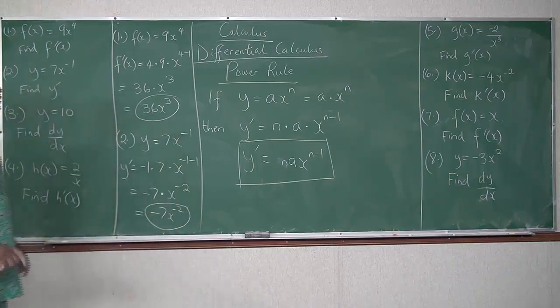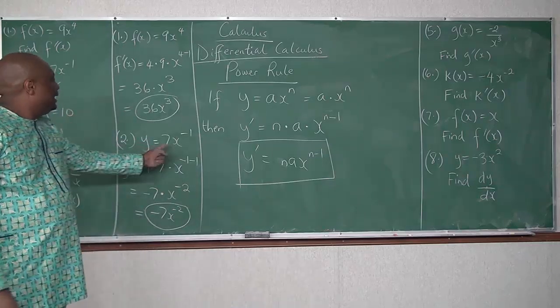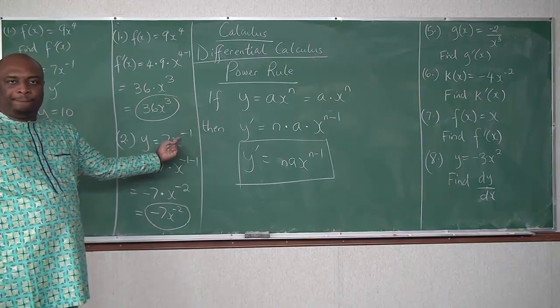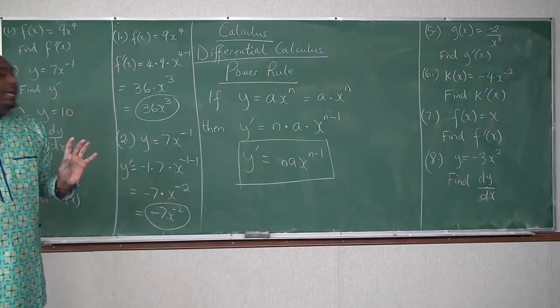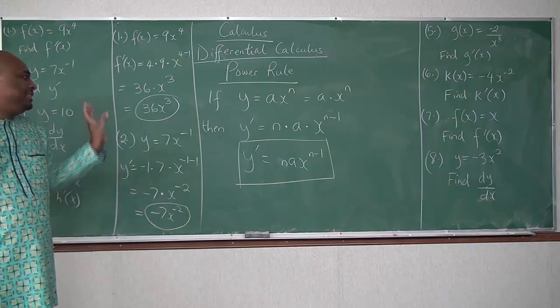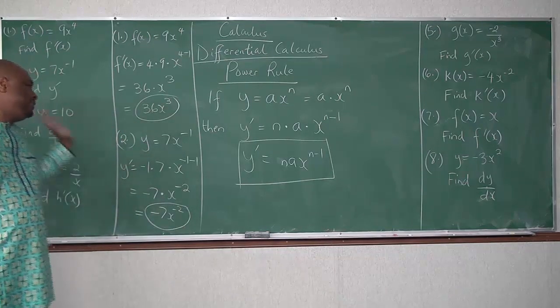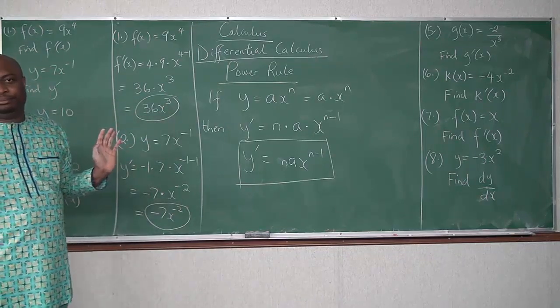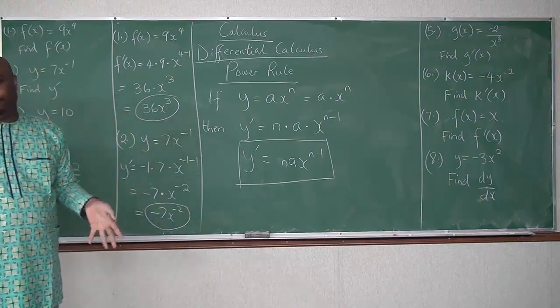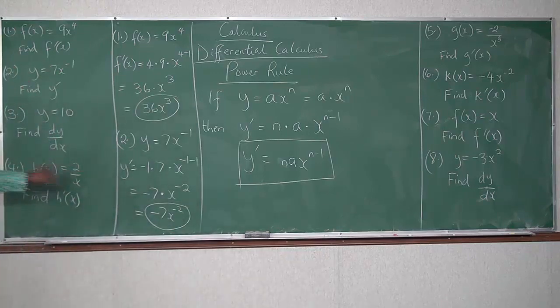Now, I want to tell you something. They gave you this in this form, leave it to them in that form. Now, what if they gave you 7 over x? What if they gave you 7 over x? They gave you this in exponent form, negative exponent form. Leave it to them in negative exponent form. If they give it to you in fraction, then you leave it to them in fraction.